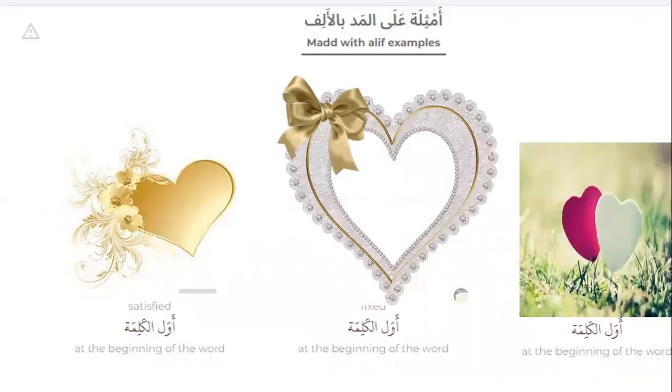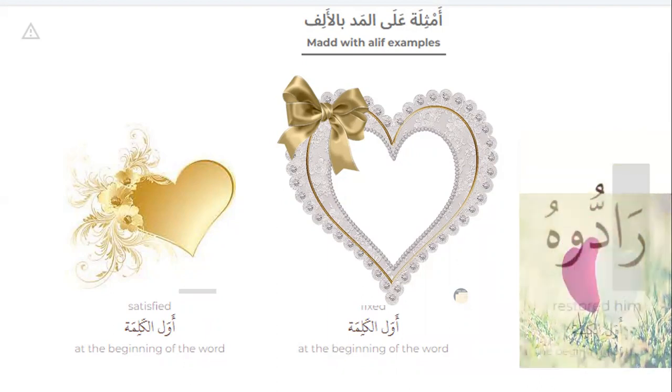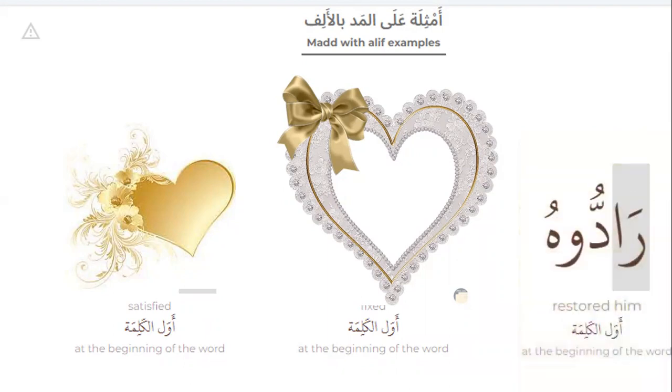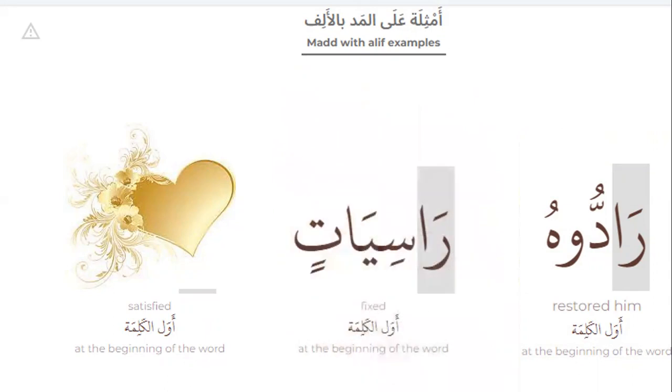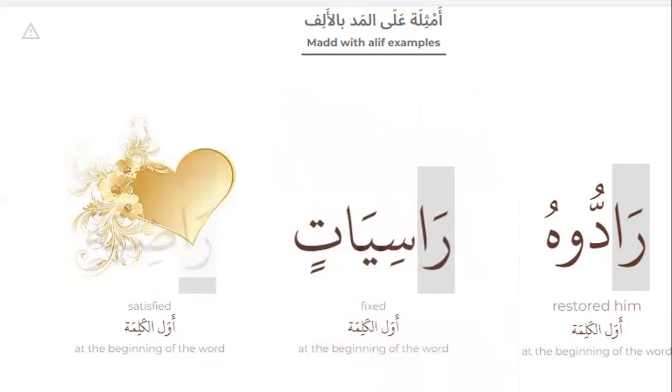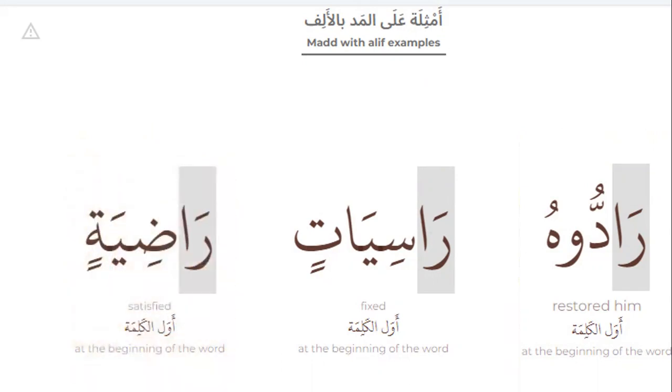Mad with alef. Examples. Mad with alef means ra, long vowel fatha. Please repeat. Radduhu. Look at the word and repeat after me. Try to read. Rasiyatin. Radiyatin.